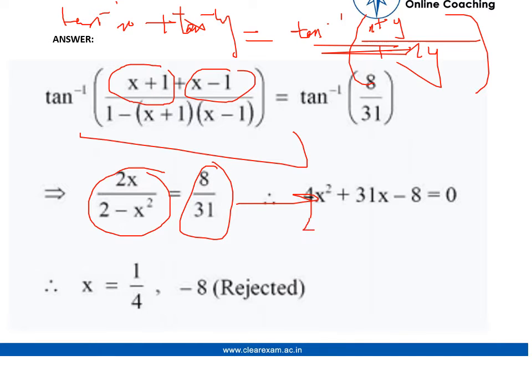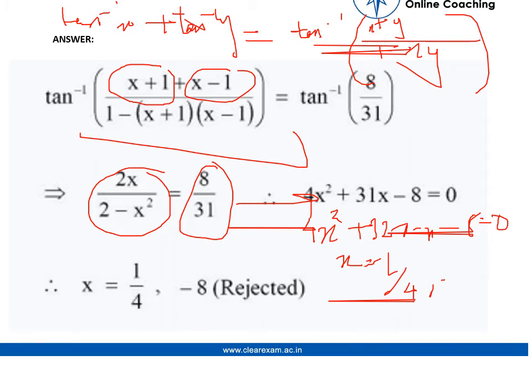So we can write 4x square plus 32x minus x minus 8 equals 0. So we're getting two values of x, which are 1 by 4 and minus 8. So the negative one automatically gets rejected. So the value of x is 1 by 4.